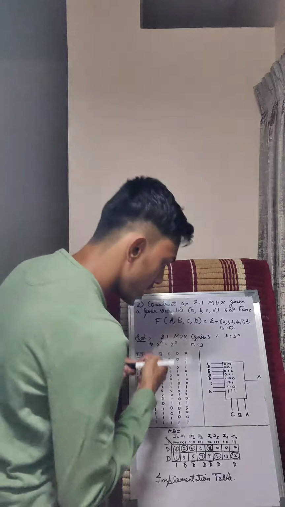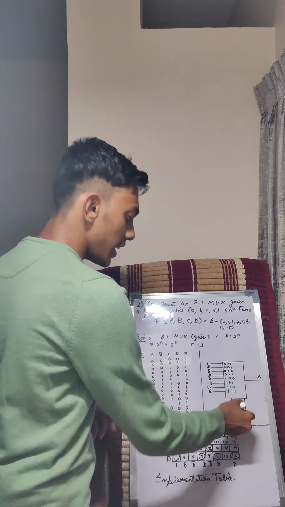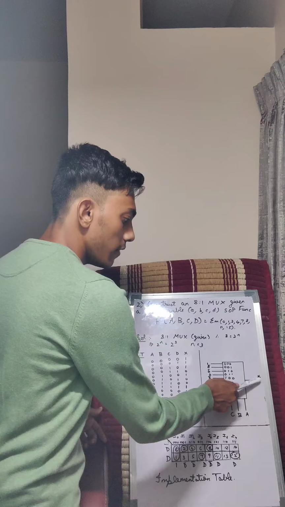This is supposed to be 0 here, right? This is supposed to be 0. Now what does that mean? If these select lines are mapped to 1, 1, 0, the output that they send will be 0 here as well.